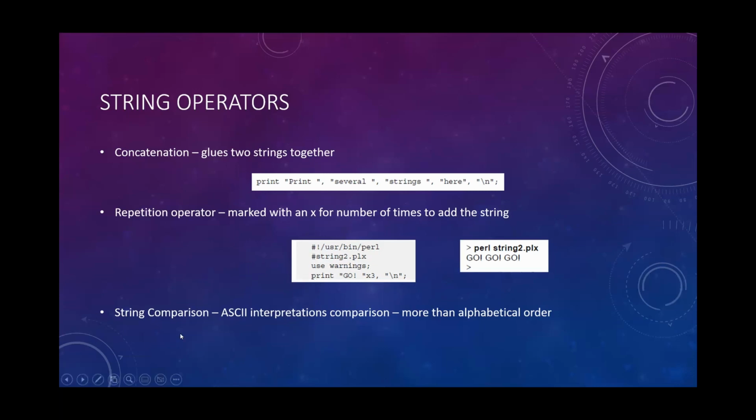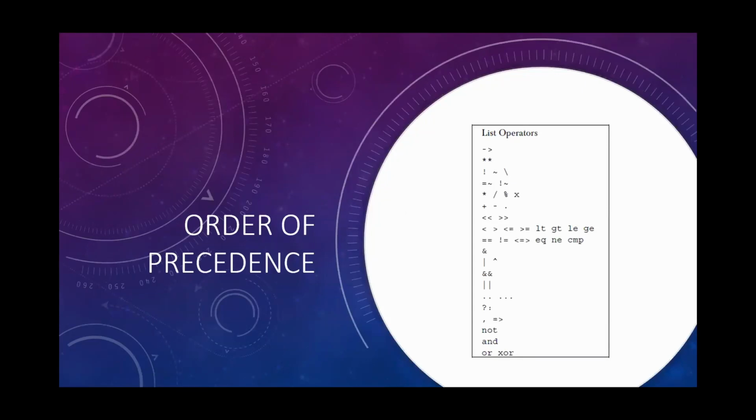Finally, we do have a string comparison, which is kind of new. The ASCII interpretation is so much more than alphabetical. Yes, it is alphabetical, but it also includes punctuation and symbols and things like that. It also does put uppercase as greater than lowercase, but it is kind of a cool concept to think about. Now, adding in all of those other operators, we've got a final list of operators and how they work and their order of precedence.